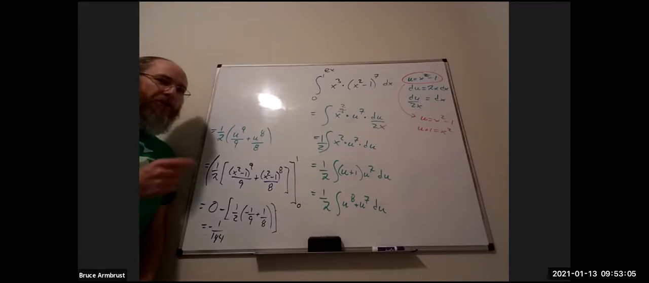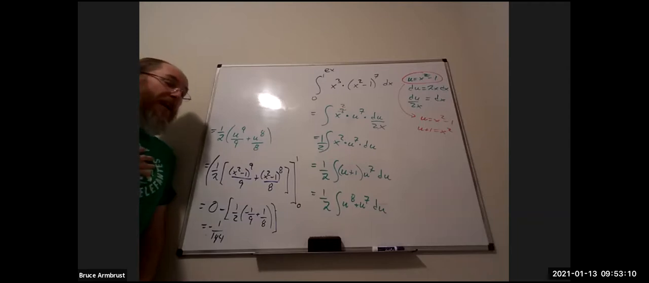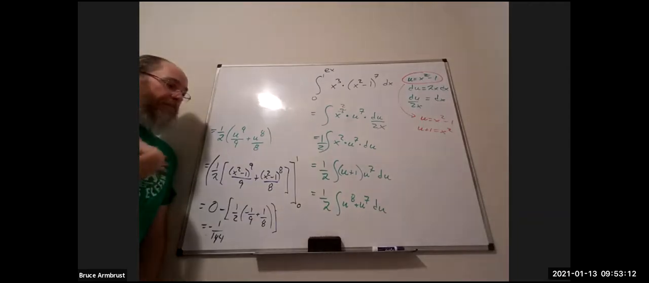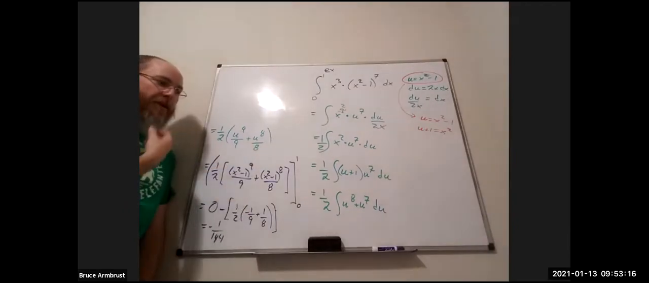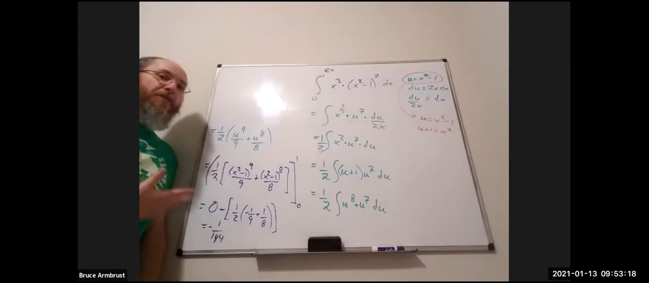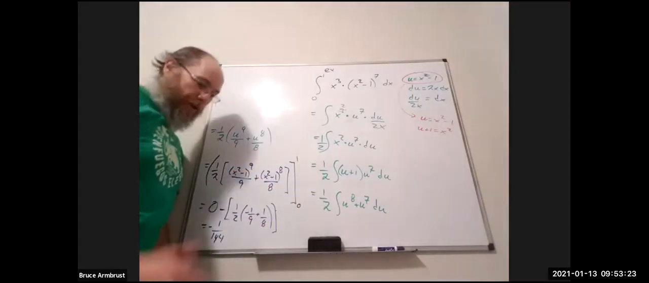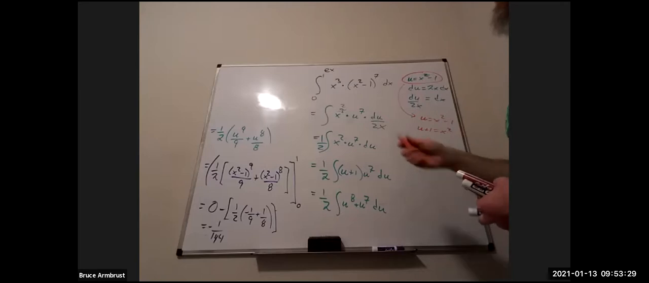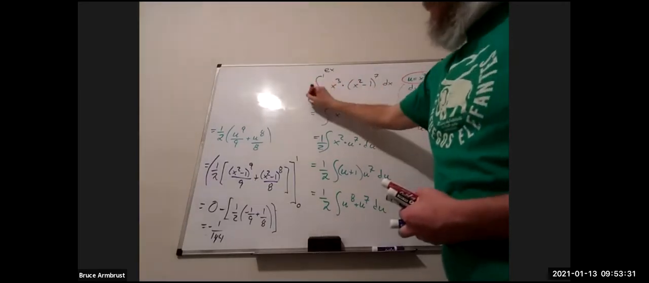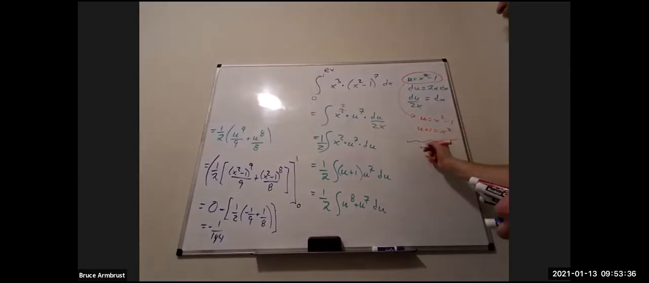But I want to show you a slight little shortcut. This is a shortcut that I use because I find that this is actually more work than I need to do. I like to change the bounds when I change my variable. Let me show you what I mean. So remember our substitution was u equals x squared minus 1. And I had two different x values, 0 and 1.